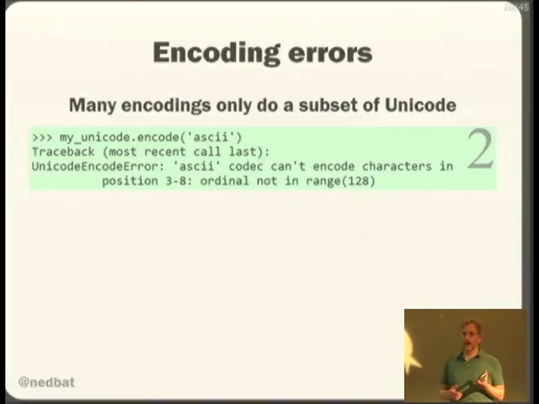The problem with encode and decode, and we're getting to the pain here, is that they might fail. Because not every encoding can deal with the conversion you're asking it to do. So for instance, if we take our Unicode string and try to encode it to ASCII, it's going to fail. And the reason it fails is because the ASCII codec, the coder-decoder that does the work of the encoding, can't encode the characters at positions 3 through 8 because the ordinal is not in the range 0 to 127. ASCII only goes from 0 to 127. If you try to encode any code point outside that range, you will get this failure.